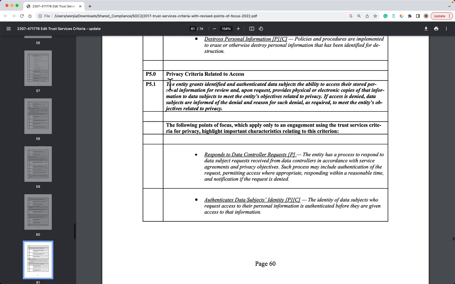Next one, privacy criteria related to access. The entity grants identified and authenticated data subjects the ability to access their stored personal information for review, and upon request provides physical and electronic copies of that information to data subjects to meet the entity's objective related to privacy. If access is denied, data subjects are informed of the denial and the reason for such denial, as requested, to meet the entity's objective related to privacy.